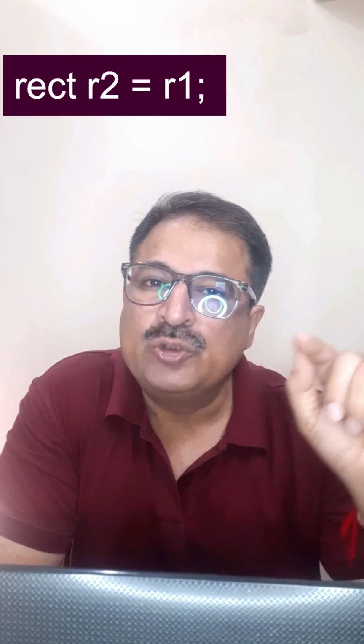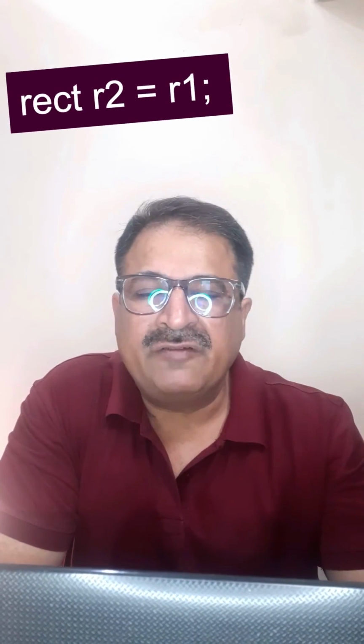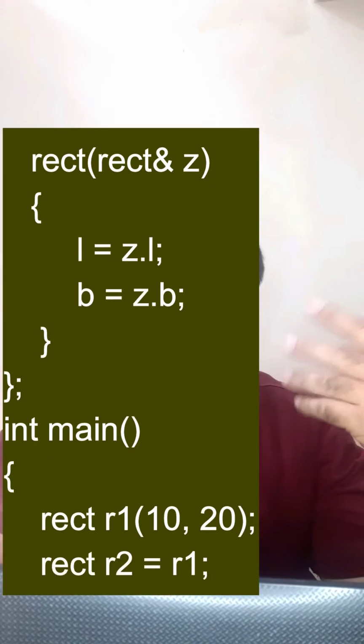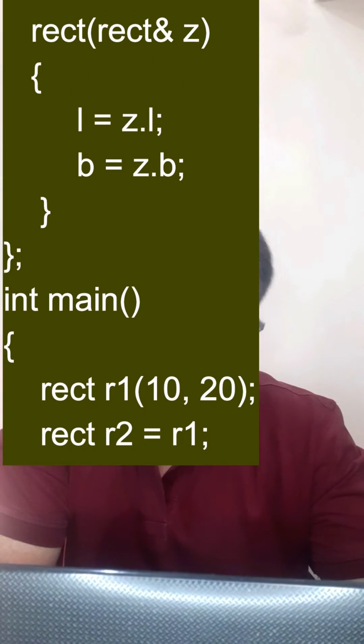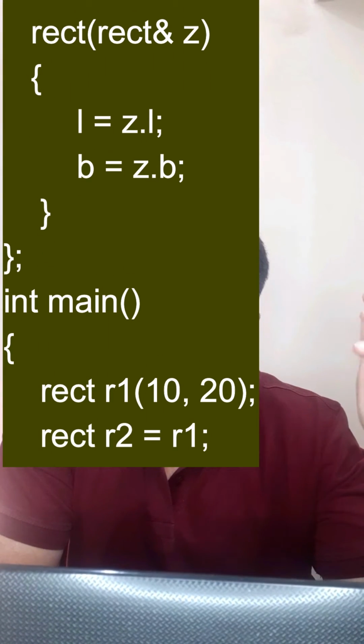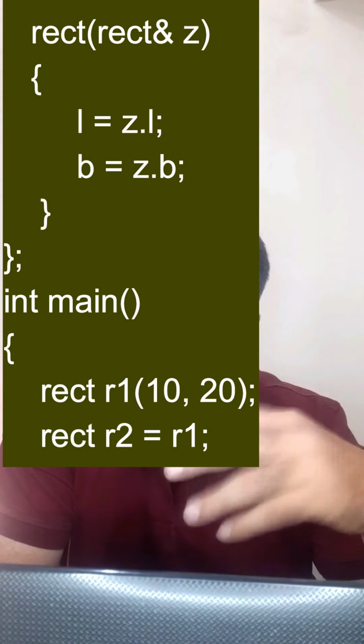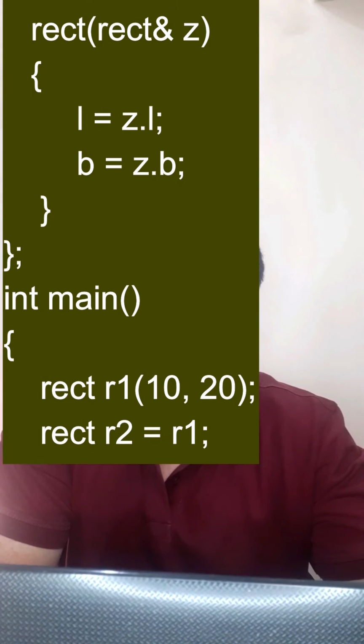Another way of invoking this copy constructor is rect R2 = R1. Obviously R1 is passed as a parameter and R2 is invoking this copy constructor. The class attributes length and breadth of R1 will be assigned to the object which is invoking this copy constructor, that is, to the R2 object. That is, the R2 object is created.